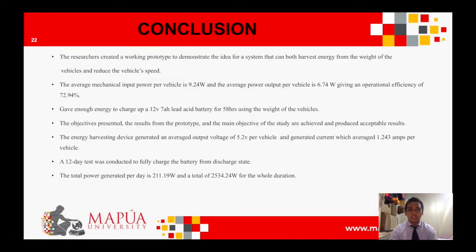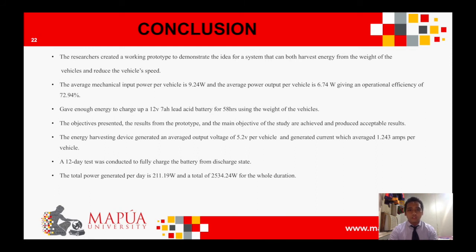For the conclusion, the research created a working prototype to demonstrate the idea for a system that can both harvest energy from the weight of the vehicle and reduce the vehicle speed. The average mechanical input per vehicle is 9.24 watts, and the average power output per vehicle is 6.74 watts, giving an operational efficiency of 72.94%. It gave enough energy to charge up a 12-volt, 7-ampere-hour lead-acid battery for 58 hours using the weight of the vehicles.